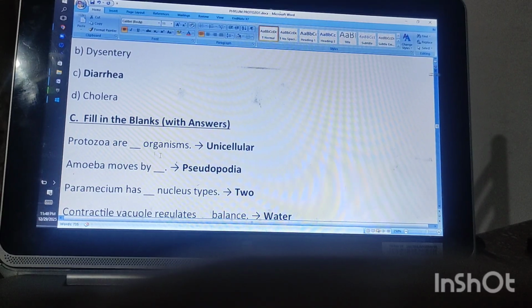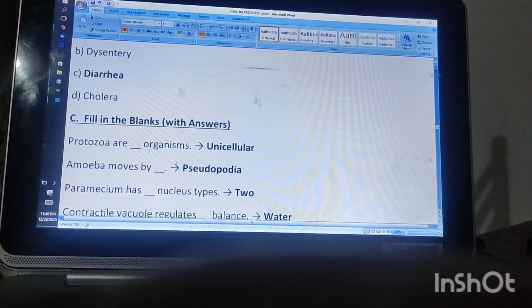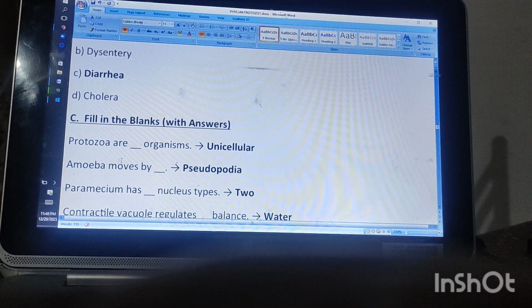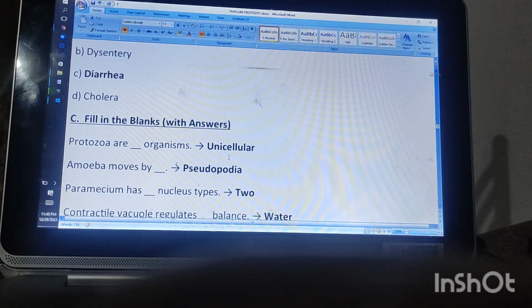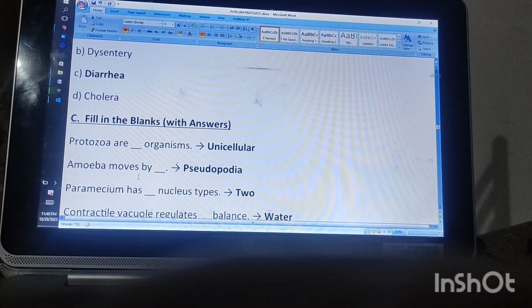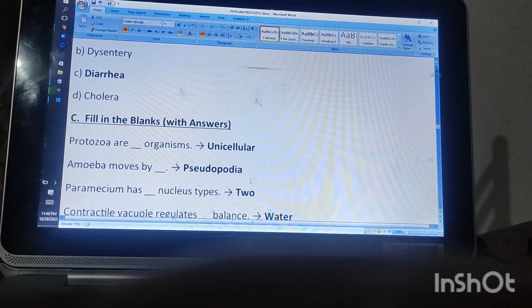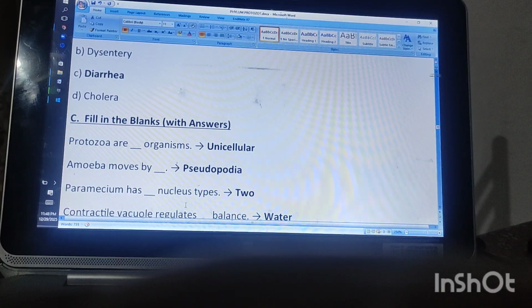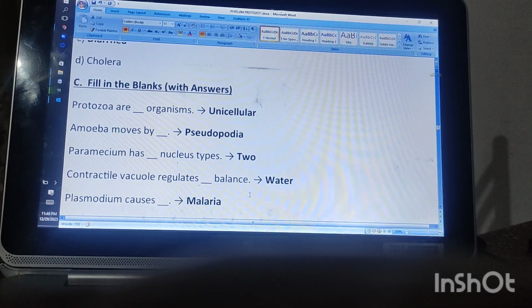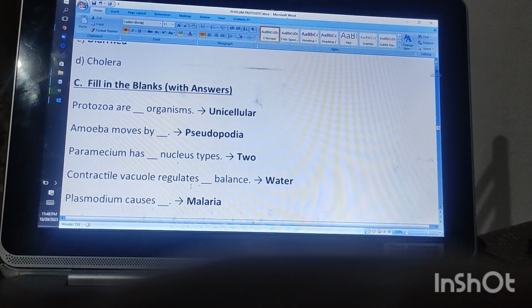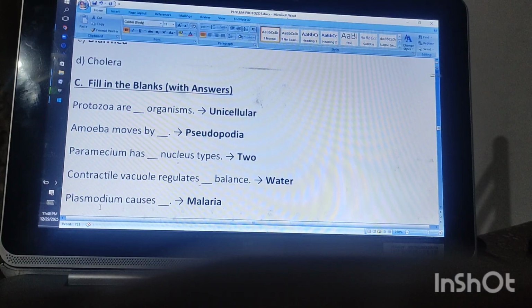Protozoans are dash organisms. You can write unicellular, eukaryotic, single-celled, one-celled organism. Any one point from these you can write. Amoeba moves by pseudopodia. Paramecium has dash nucleus, two types of nucleus. Contractile vacuole regulates dash balance. We talked about osmoregulation, so here water balance.